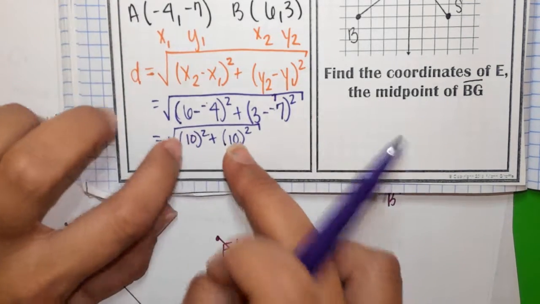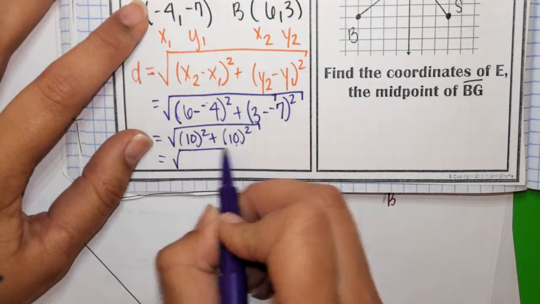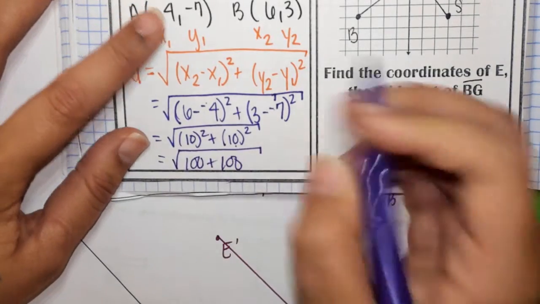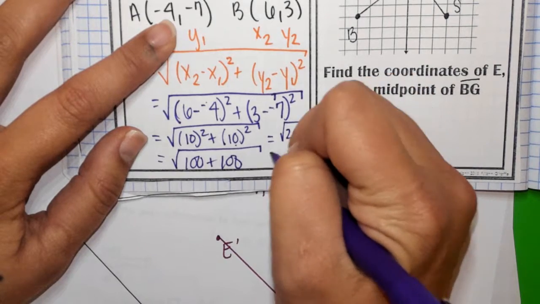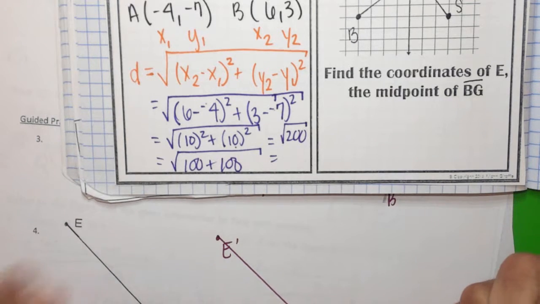Now what are we going to do with these two numbers? We're going to square them. What's 10 squared? Okay, what's 10 squared again? And what's 100 plus 100? 200. And what's the square root of 200? Don't say 100. It's what? How did you get that?